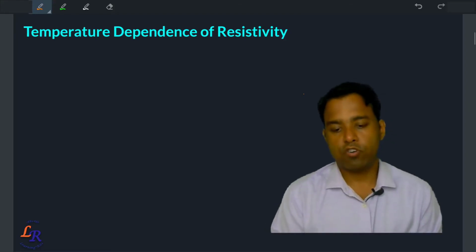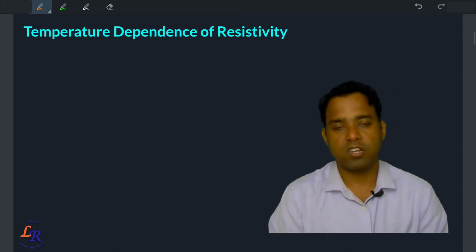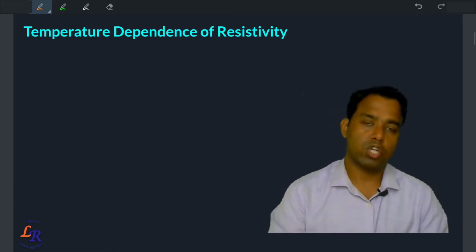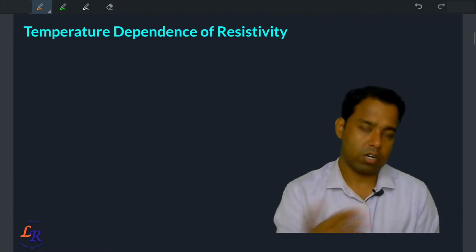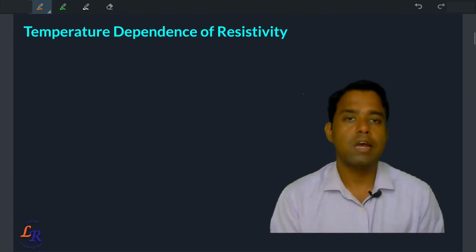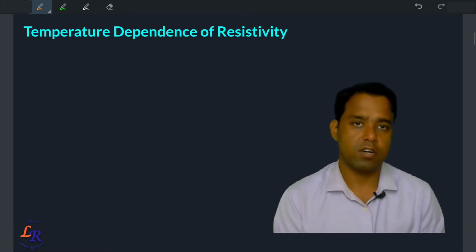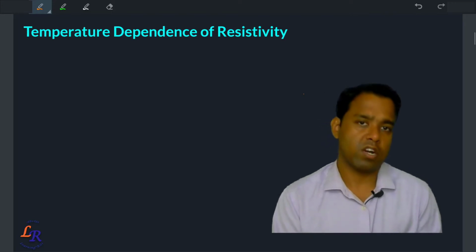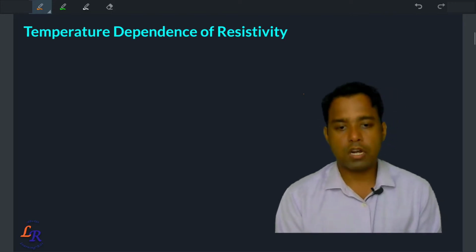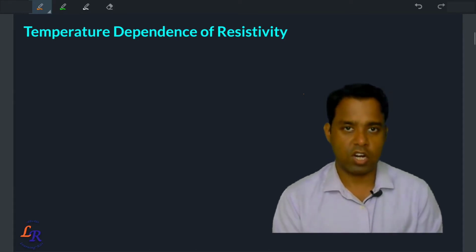Namaskar. So in this lecture we will see about temperature dependence of resistivity, as we discussed in our previous lecture, about how the temperature coefficient of resistivity may be positive or negative depending upon whether the material is a conductor, insulator or semiconductor, and also how different materials may have a different temperature coefficient of resistivity. So here let's have a look at it for a better understanding.